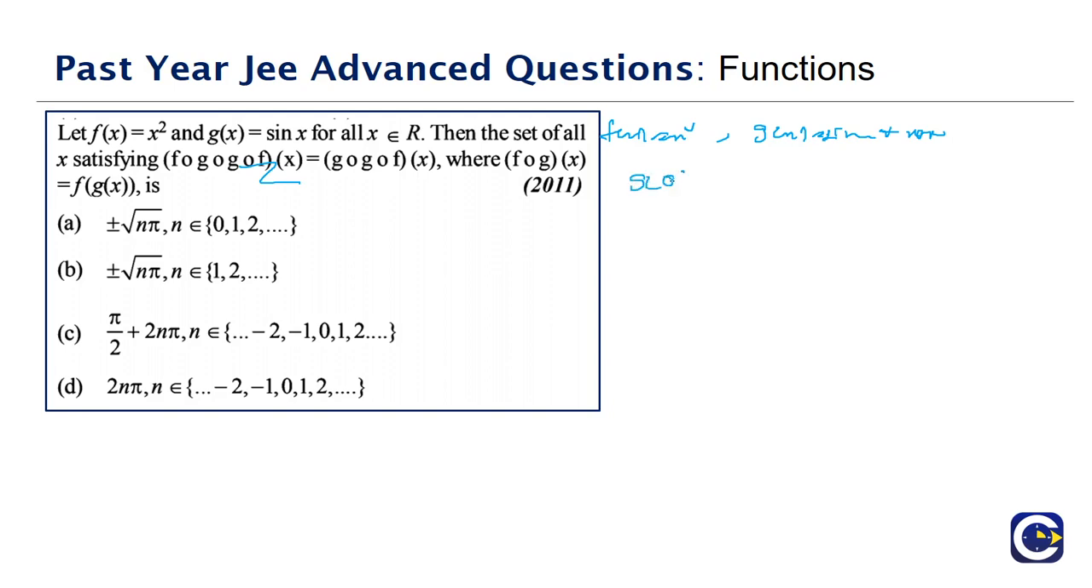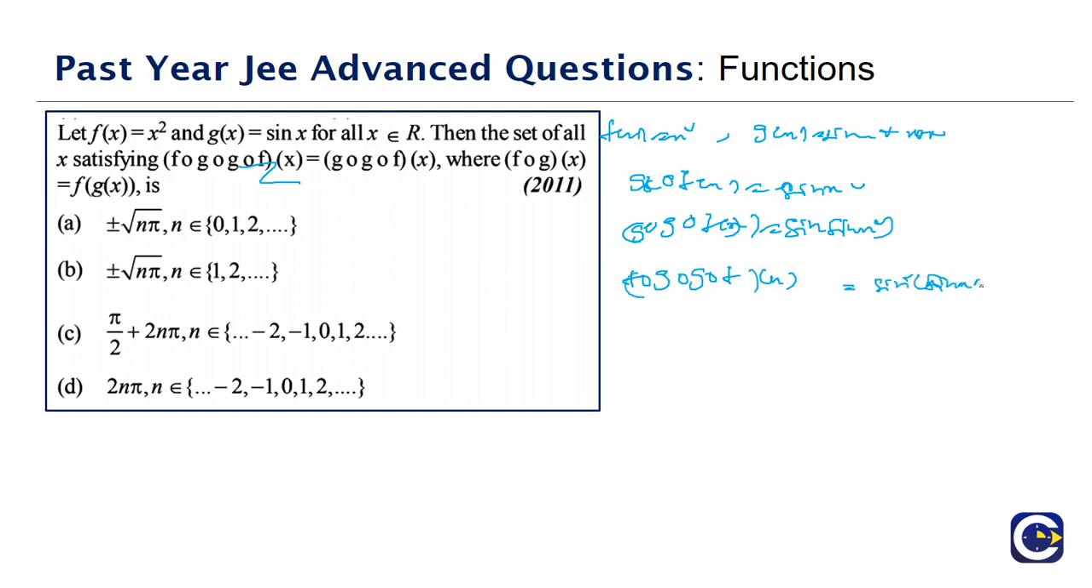So g circle f of x is nothing but sin x square. So f circle g circle f of x is nothing but sin square of sin x square. So also given that f circle g circle f of x is equal to g circle f of x. So which is sin square of sin x square is equal to sin x square.